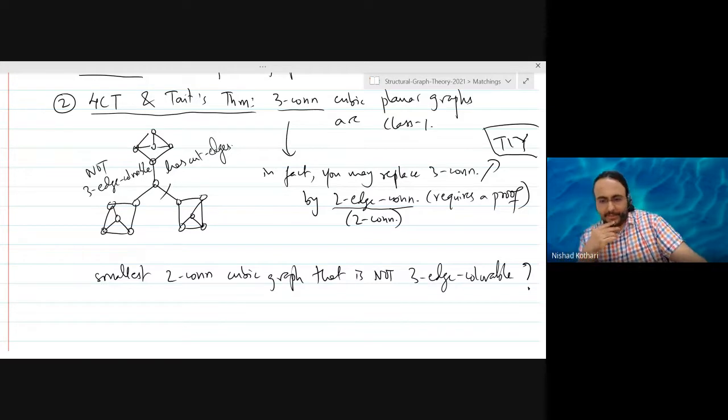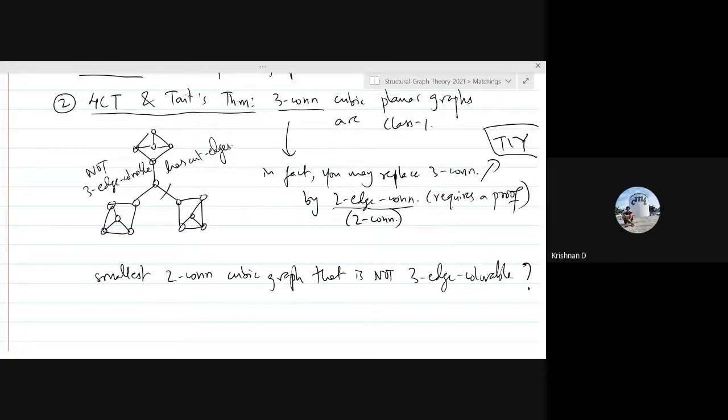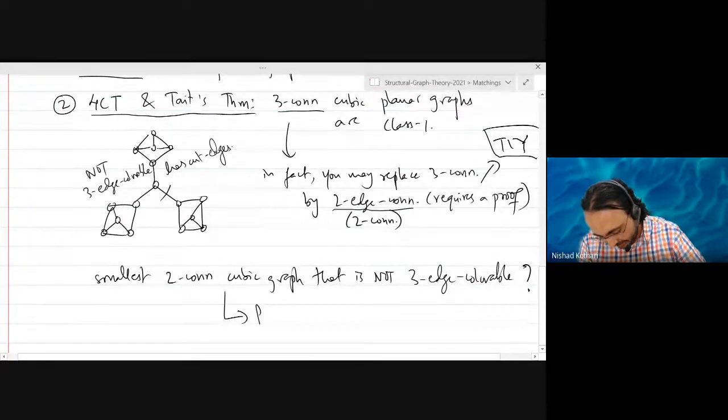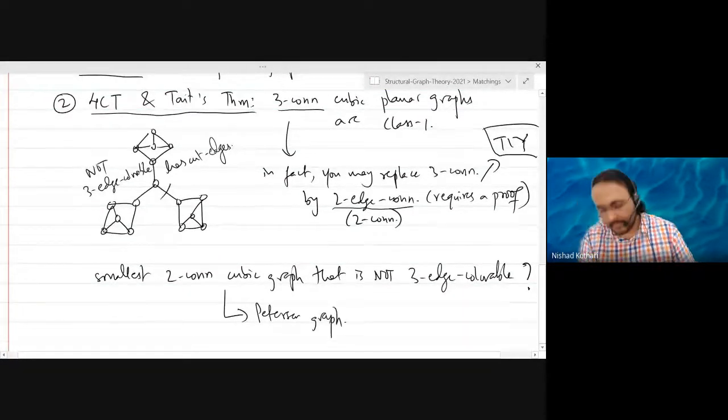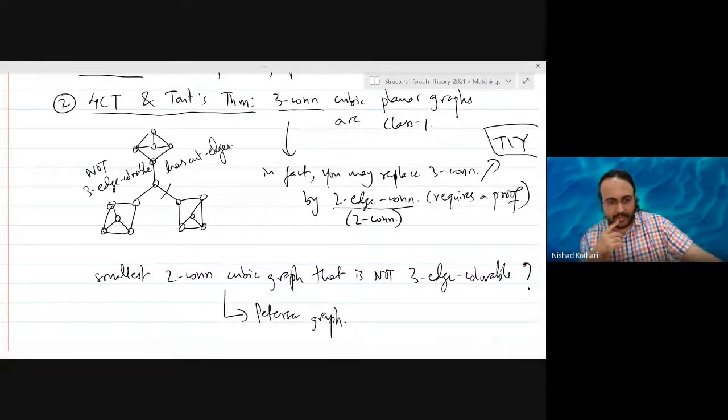I'll give you a hint. It's a famous graph. Anyone? You can name the most famous graph you know. Petersen. Right. So it is actually the Petersen graph. Is Petersen the smallest one? Yeah, if you impose the connectivity condition, then it is the smallest.